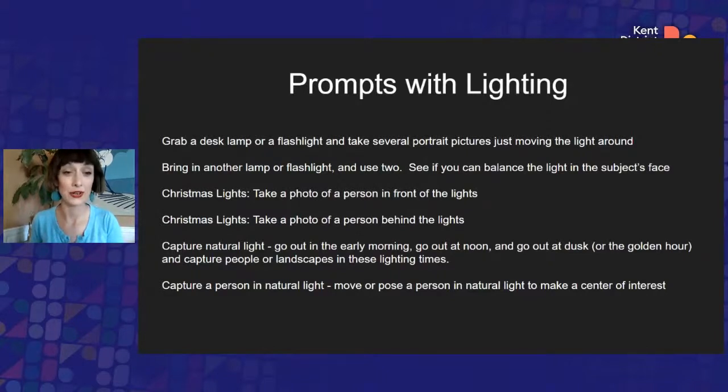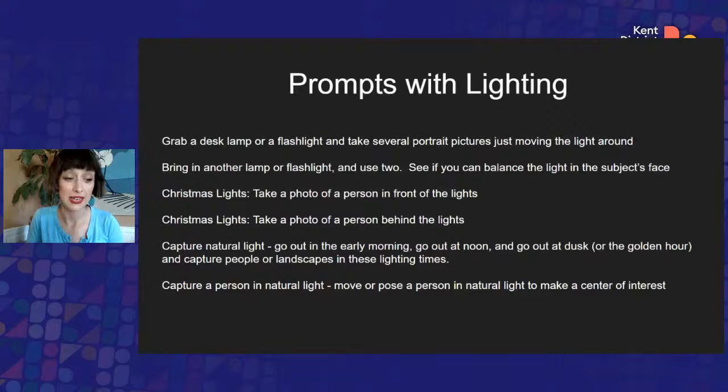You can capture natural light. And to do that, again, it's such an incredibly mindful practice. You can go out in the early morning, you can go out at noon, you can go out at dusk, called the golden hour, and you can capture people. You can capture how the grass changes or the flowers change in these different lighting times. It's a very Monet impressionist practice. Capturing a person in natural light.